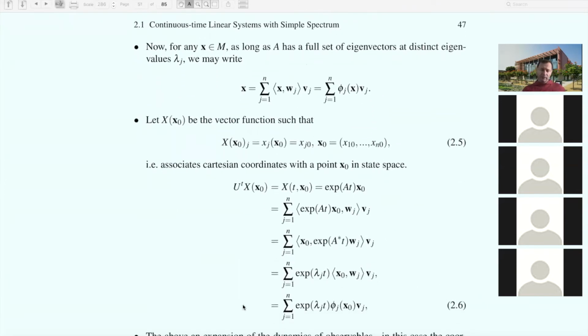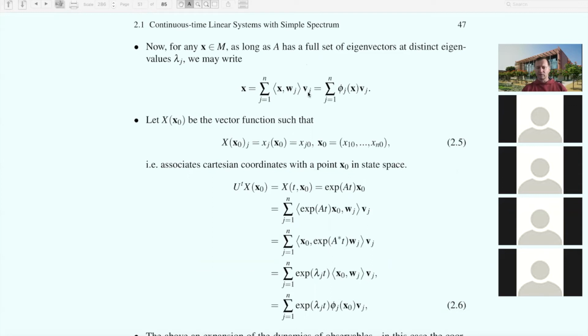Okay, so now we know what the eigenfunctions, at least some of the eigenfunctions, look like. And so for any x in the state space M, which for us we can take to be R^n, as long as A has a full set of eigenvectors with distinct eigenvalues lambda j, we can write any x in that space as a sum of inner products between x and wj, times vj. So this is the property of the dual basis.